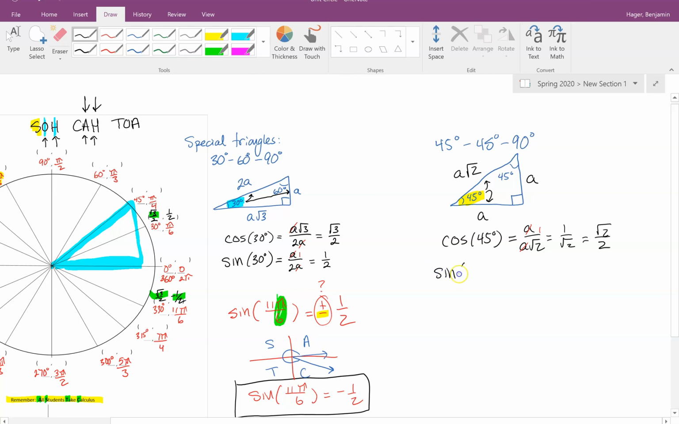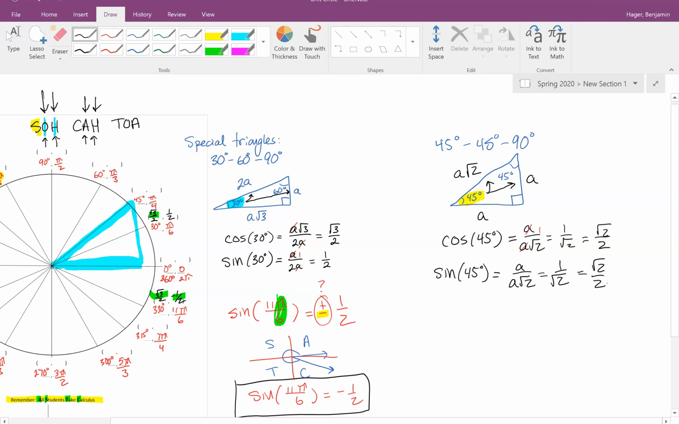Let's do sine. Sine of 45 degrees, again, sine is take the side opposite your angle, divide it by the hypotenuse. So opposite of my chosen angle is again an A. Hypotenuse is still A rad 2. A's cancel. And if I rationalize, I'm there again. Cosine and sine are the same at a 45-degree angle.